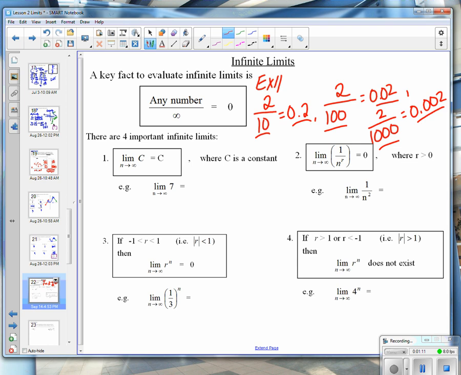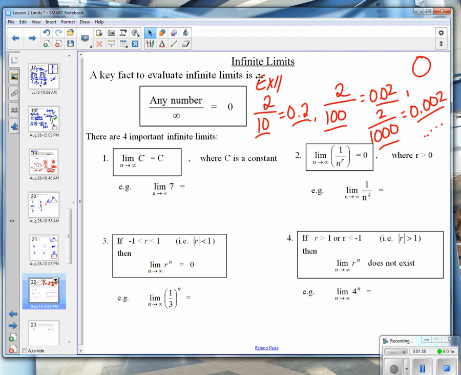And so eventually, if I were to continue to go, it's going to be 0.0000000 infinity, which is basically just going to limit down to 0. Our answer is going to be 0. So if you think logically about it, it does make a lot of sense. There are 4 important infinite limits. And again, a lot of these come by common sense if you just do exactly what I did up there in the red.